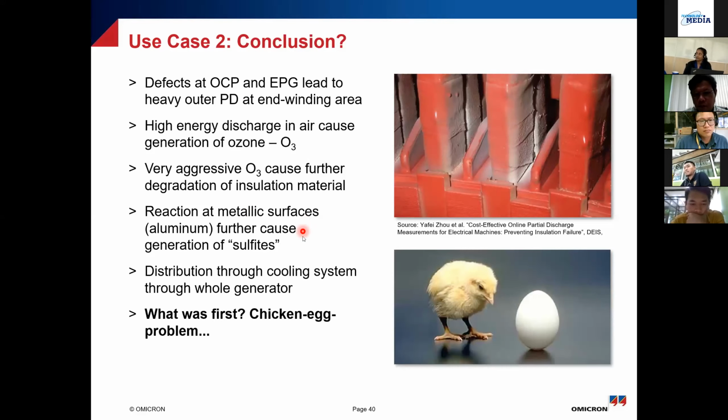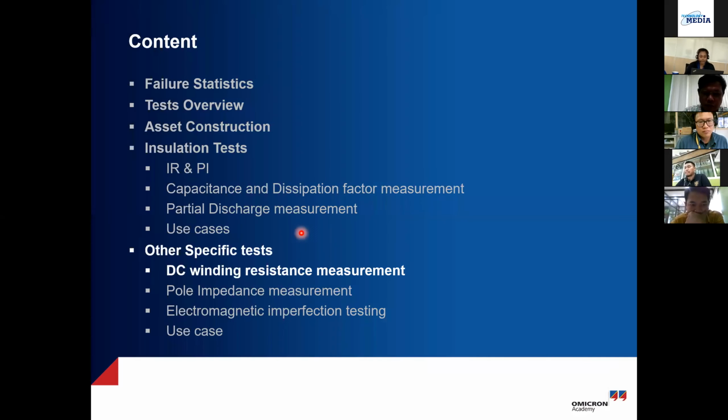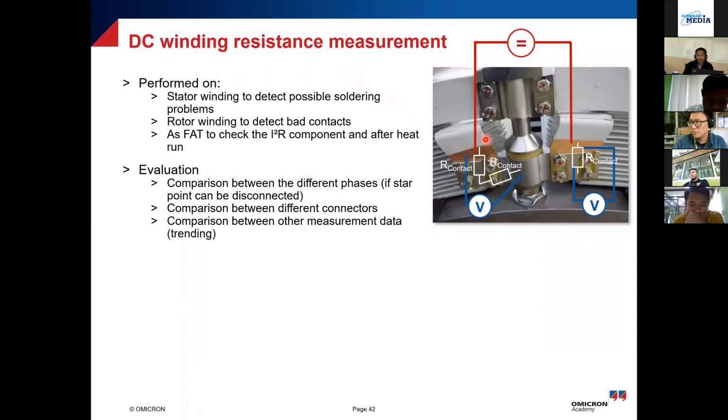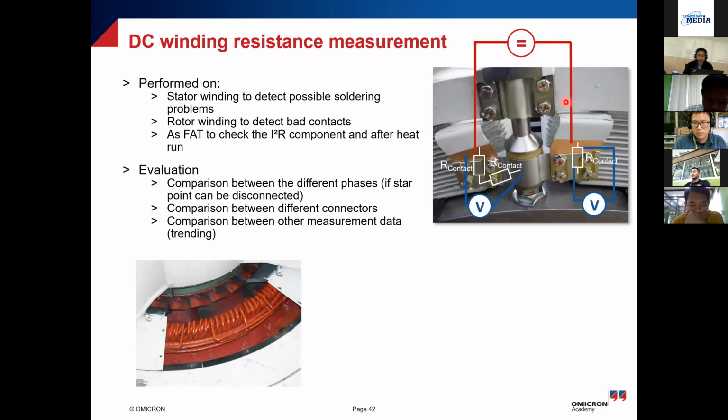So moving on, we are going to talk about some other specific tests. I will just briefly cover them because we don't have too much time. We'll talk about the DC winding resistance measurement. It can be done in both stator winding and rotor winding, or in some cases you have these poles. Basically, what you can detect from here is, in case of stator windings, something like bad soldering, and in case of rotor, bad contacts.